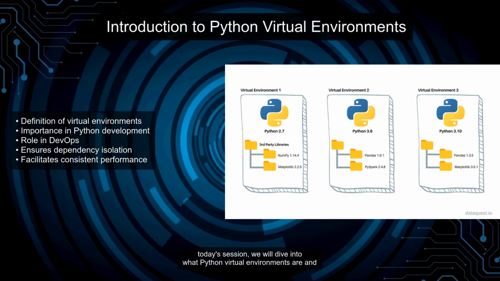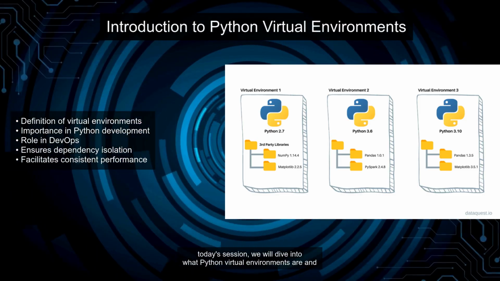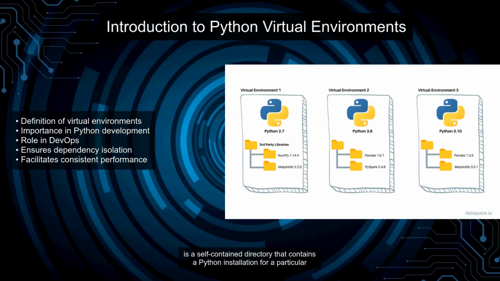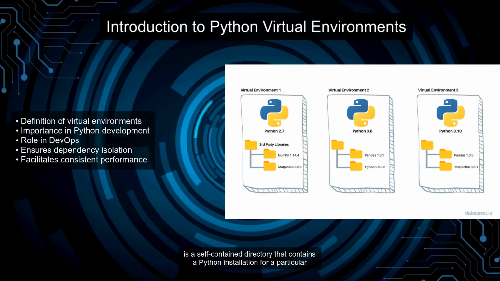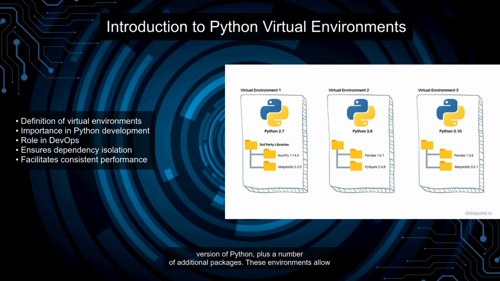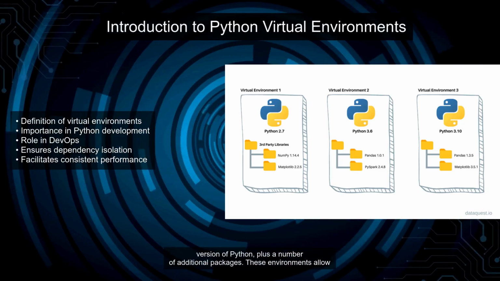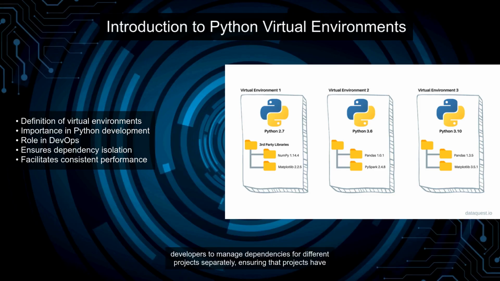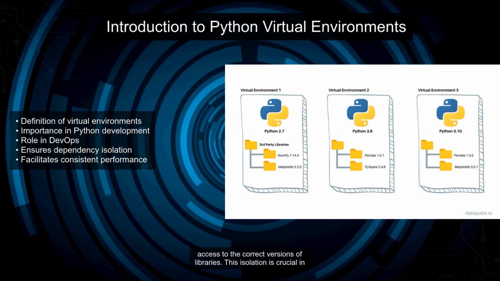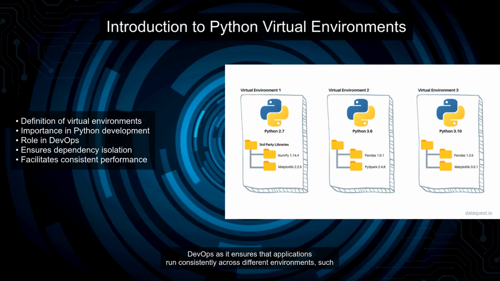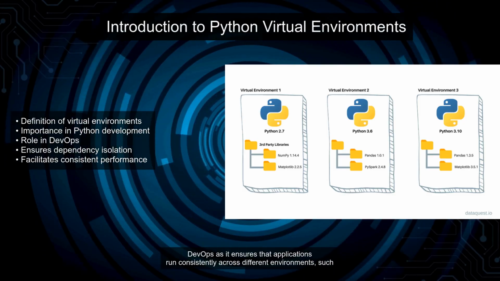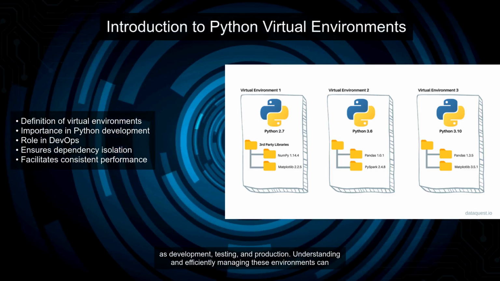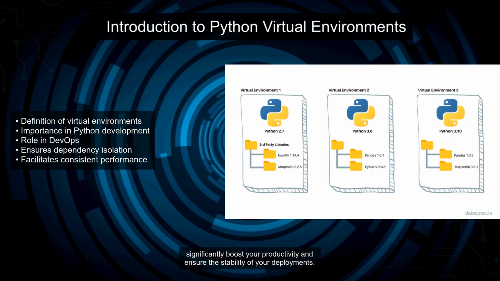In today's session, we will dive into what Python virtual environments are and why they are indispensable in the DevOps world. A Python virtual environment is a self-contained directory that contains a Python installation for a particular version of Python, plus a number of additional packages. These environments allow developers to manage dependencies for different projects separately, ensuring that projects have access to the correct versions of libraries. This isolation is crucial in DevOps as it ensures that applications run consistently across different environments, such as development, testing, and production. Understanding and efficiently managing these environments can significantly boost your productivity and ensure the stability of your deployments.